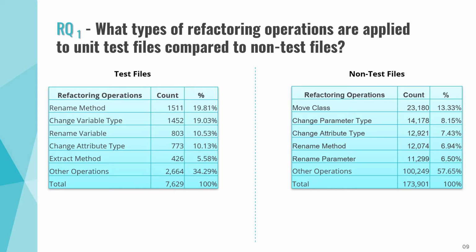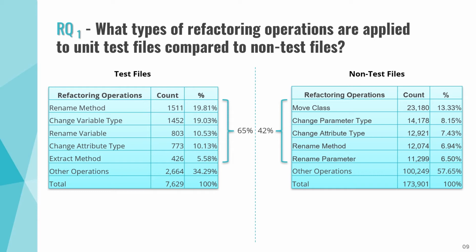In RQ1, we looked at the refactorings in test and non-test files. What we show in this slide are the top 5 refactorings for test and non-test files. The complete listing is available on our website. Our first observation is that the top 5 refactoring operations in test files account for 65% of all refactoring operations, while the same for non-test files account for 42%.